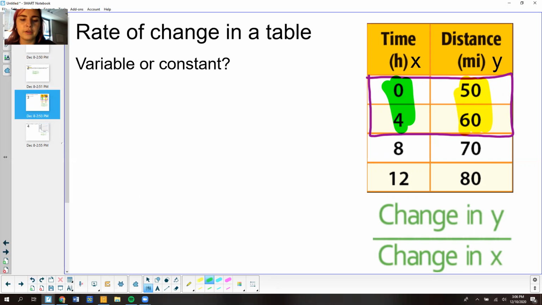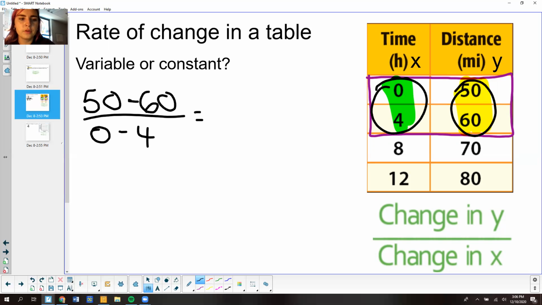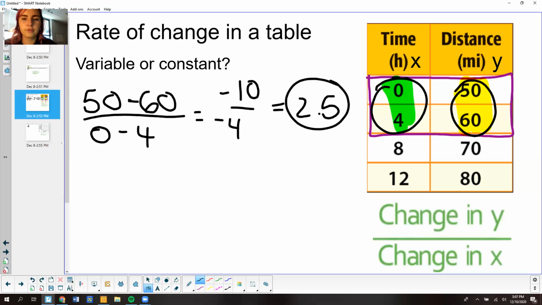So I'm going to pull out my y values, these two values right here. I'm going to take 50 minus 60, divided by 0 minus 4. If we simplify that, 50 minus 60 is negative 10, and 0 minus 4 is negative 4. A negative divided by a negative is going to give you a positive number, but you always want to put it in your calculator just to double check. So negative 10 divided by negative 4 gives you a positive 2.5. This means the rate of change from that first point to that second point was 2.5.